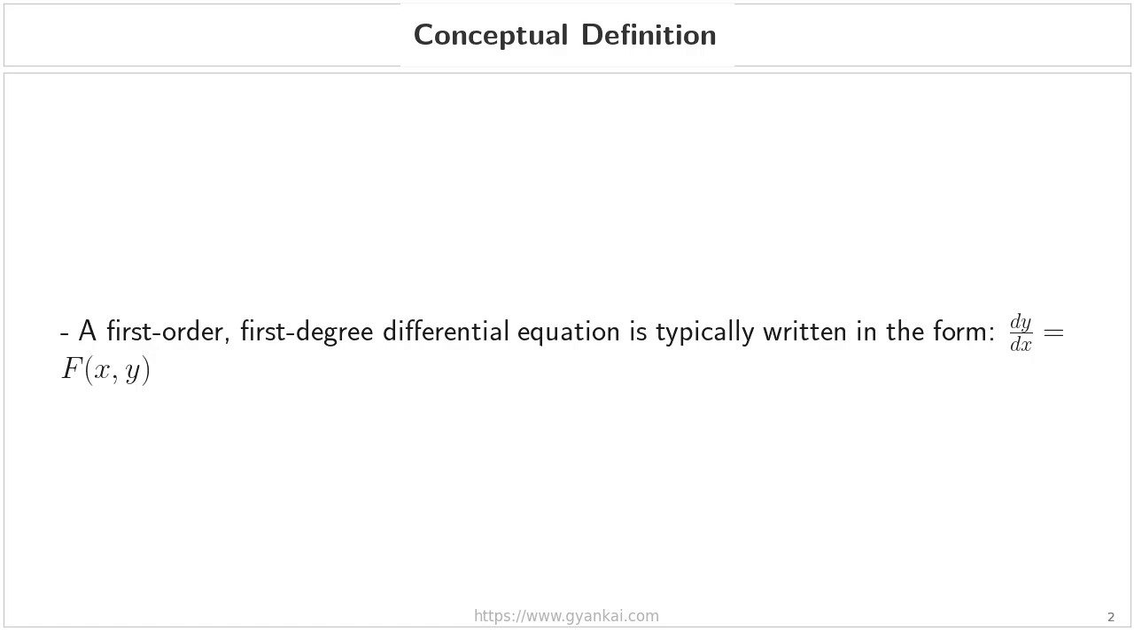Conceptual definition. First, let's look at the standard setup. We usually write a first-order, first-degree differential equation in the form dy by dx equals f of x comma y. This simply means the rate of change of y with respect to x is equal to some function that depends on both x and y.